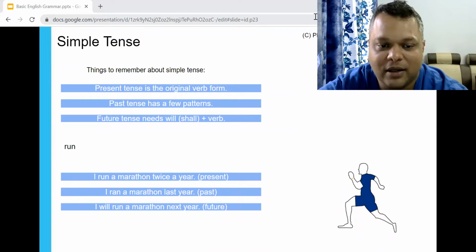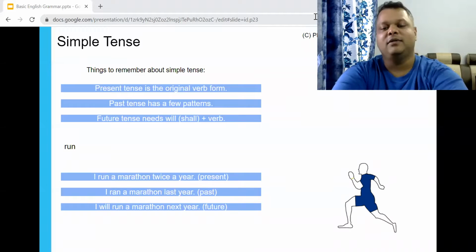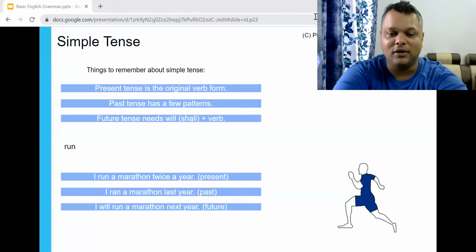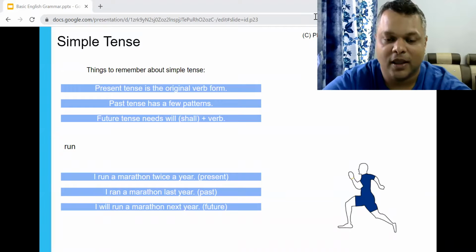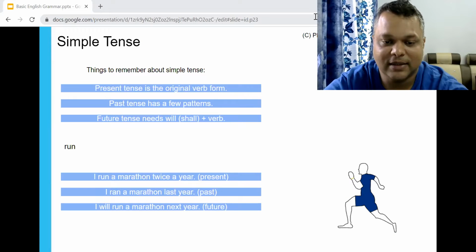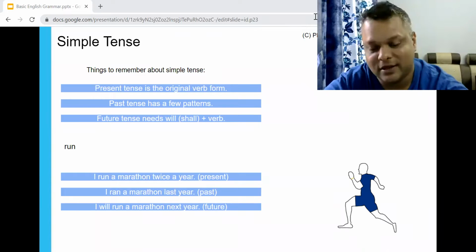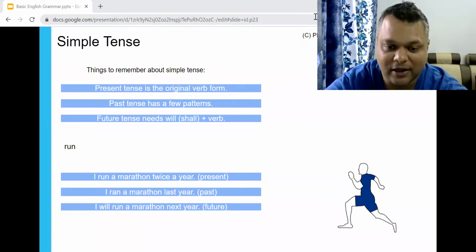अभी ये रन इज द वर्ब दैट वी आर यूजिंग. सो फॉर एग्जांपल फर्स्ट सेंटेंस, आई रन अ मैराथन ट्वाइस अ ईयर. अभी ये प्रेजेंट टेंस में, सिंपल टेंस में बोला गया है सेंटेंस. अभी आप जब नेक्स्ट सेंटेंस पढ़ेंगे तब आपको पास्ट समझ में आएगा. आई रैन अ मैराथन लास्ट ईयर, तो ये पास्ट की बात कर रहा है.